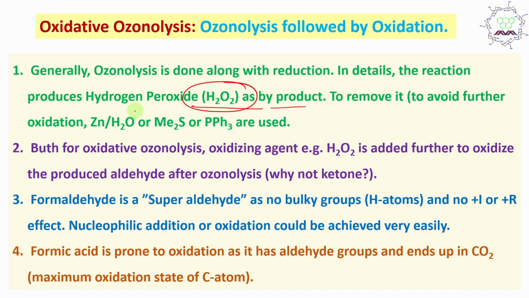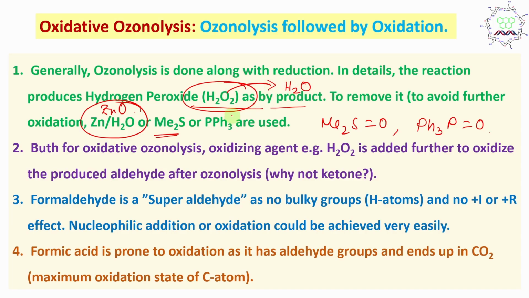Now, to remove it, generally we use zinc dust and water, or sometimes we can use dimethyl sulfide, because dimethyl sulfide is oxidized into dimethyl sulfoxide, Me2S=O. Similarly, triphenylphosphine is oxidized to triphenylphosphine oxide, and in the case of zinc, it is converted to zinc oxide. In these ways they get oxidized and consume hydrogen peroxide, and this hydrogen peroxide is reduced into water. So, in this way, the produced carbonyl compound, specifically aldehyde, remains safe from further oxidation.